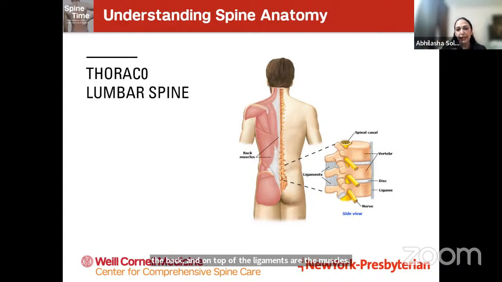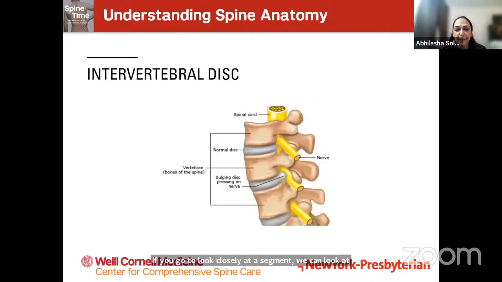If we were to look closely at a segment, we can look at the next slide here. You should be able to see the spinal cord. That's the big round yellow structure on the top. And the spinal cord gives out these spinal nerves that you can see coming out of the small openings in the spine called the foramens.